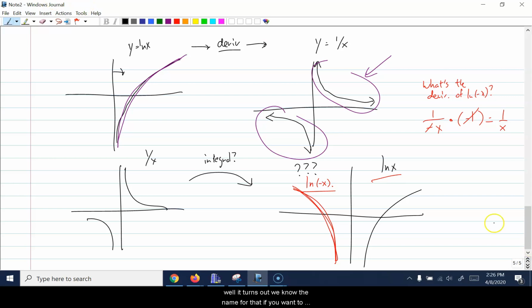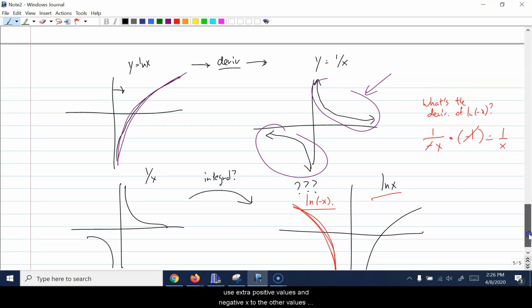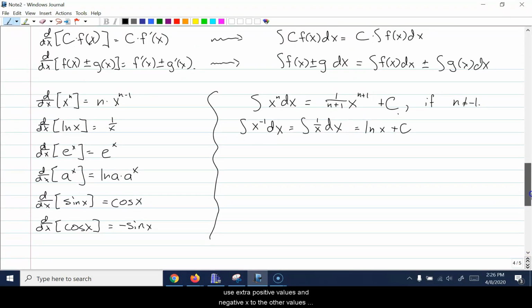Well, it turns out we know the name for that. If you want to use x for positive values and negative x for the other values, you call that absolute value. The moral of the story of that slide is that the integral of 1 over x isn't just natural log x, it's natural log absolute value of x. And like the plus c, that's mostly going to be a thing you think of as a thing you got to remember, you lose a point.